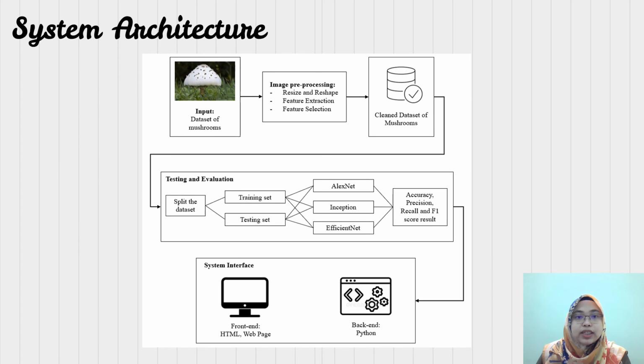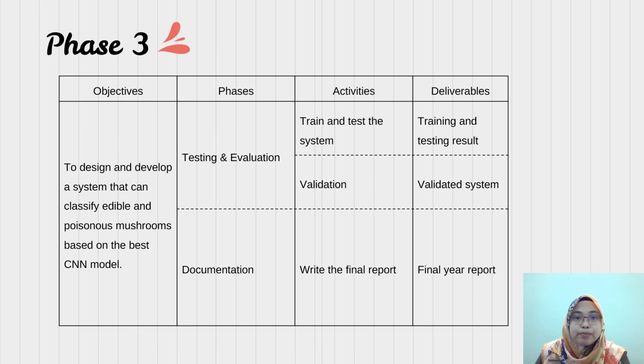This is the figure of the system architecture that will be developed. Firstly, the system will take the dataset of mushroom images as the input, and then the dataset will be pre-processed, such as resize and reshape, feature extraction, and feature selection to get the clean dataset. And then the dataset will be split into an 80% training set and a 20% testing set. And then the dataset will be trained on pre-trained models such as AlexNet, Inception, and EfficientNet to get the accuracy, precision, recall, and F1 score. And then the interface of the system will be developed.